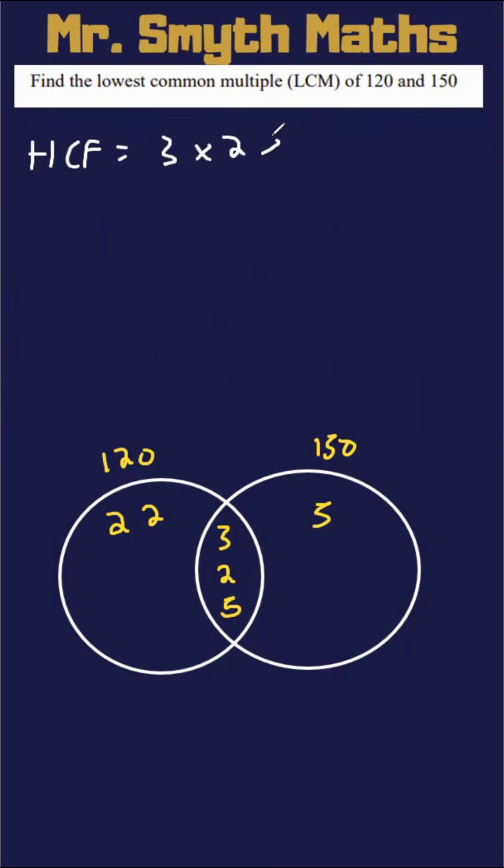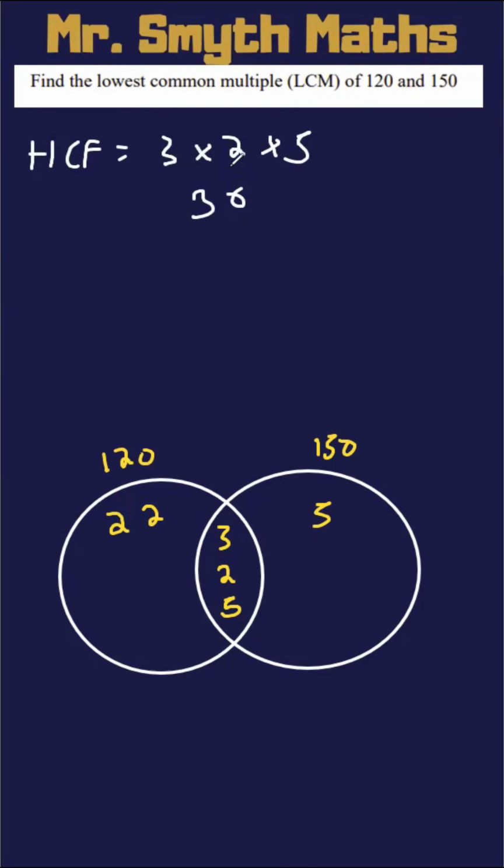So it goes 3 times by 2 times by 5. If we calculate 3 times by 2 times by 5, then that's going to give us 3 times by 2, which is 6, 6 times by the 5 there. So 6 times by the 5, and that gets us 30. So the highest common factor here is going to be 30.